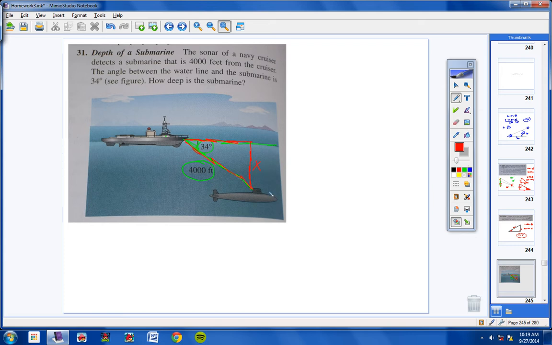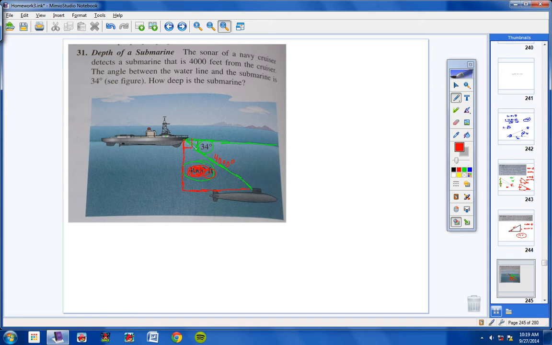And find x. That will work. You would use sine because you have opposite and hypotenuse. You also could draw your right triangle down like this if you wanted to, and then over. And remember, your hypotenuse is 4,000 feet, okay?